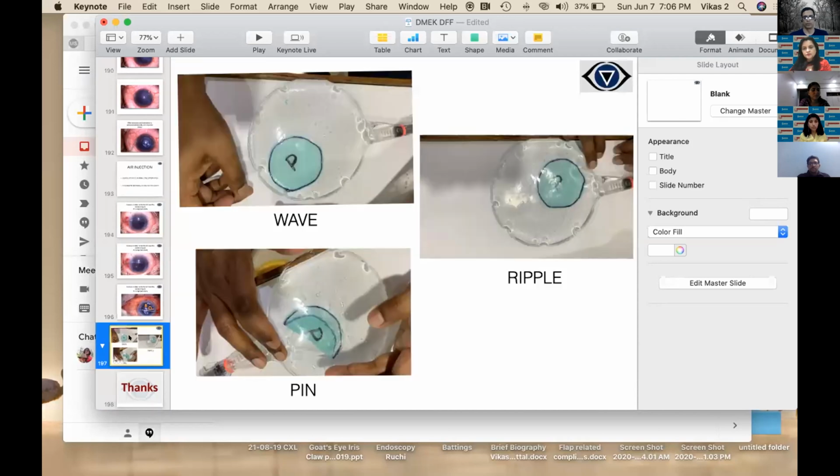With that, we go on to the next talk of Dr. Rajesh Fogla. He will also be talking about his thoughts on graft unfolding.